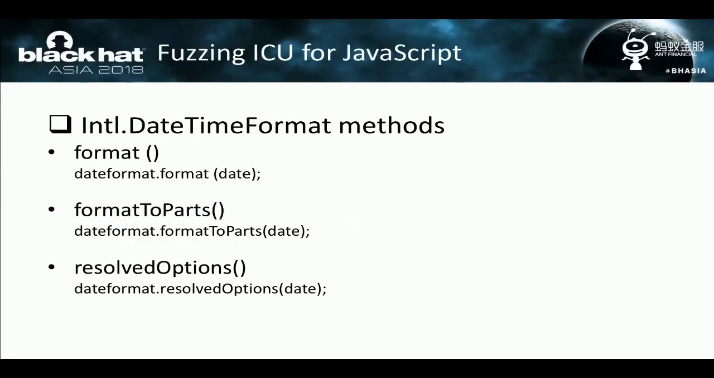The Intl.DateTimeFormat object has 3 methods. First is format. The second is formatToParts. The third is the resolvedOptions function. We mainly focus on the first 2 functions.